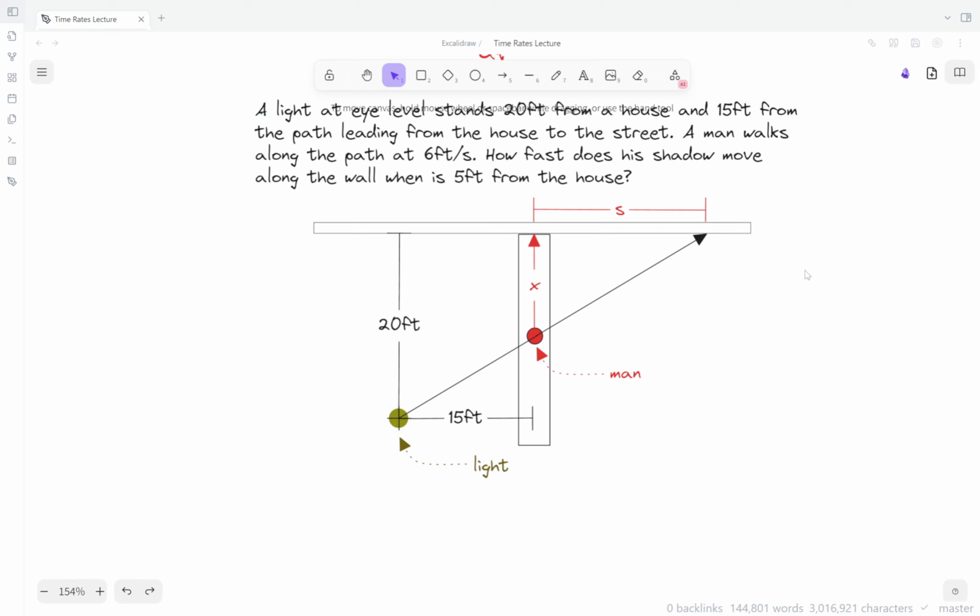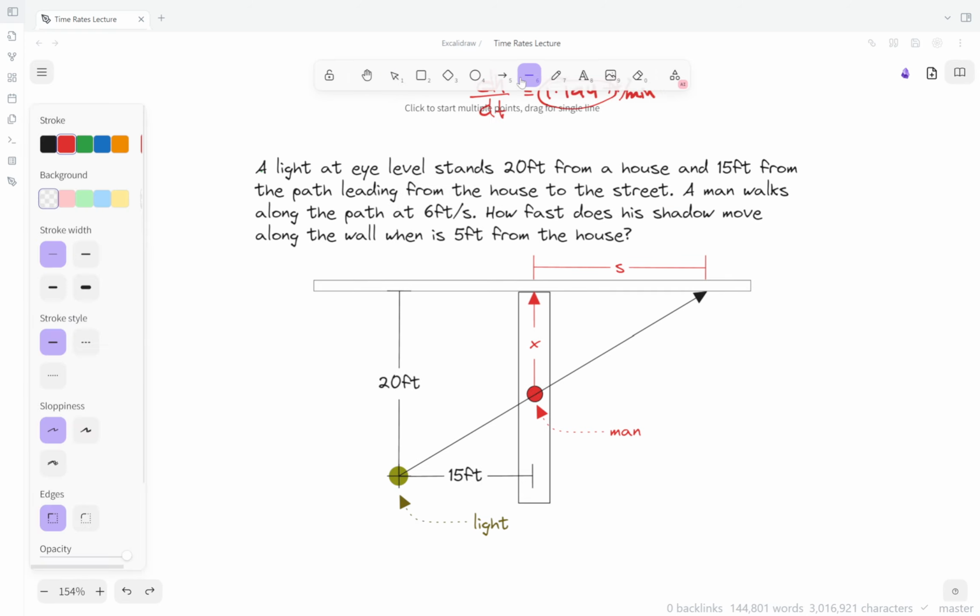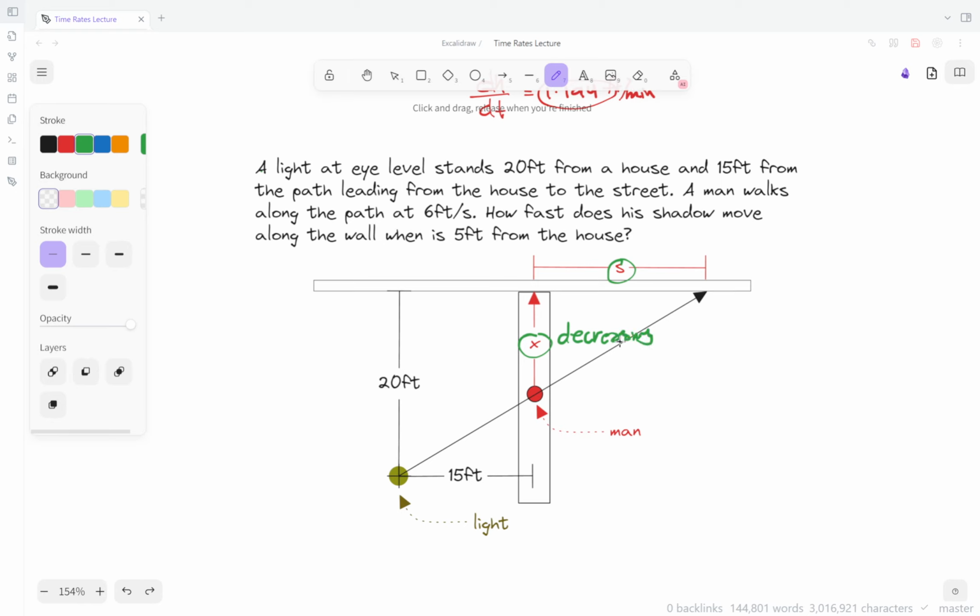Well, here we can make predictions about the result. For this problem, we've used some variables to indicate things that are involved. For example, we said that the distance of the shadow from the walkway is s, and the distance of the person from the wall is x. Notice that when the person gets closer, this distance is decreasing. And in the same manner, s will also decrease, because as we illustrated earlier, as the person gets closer and closer to the wall, the person and the shadow will eventually meet at this junction right here. So both of the quantities are decreasing.